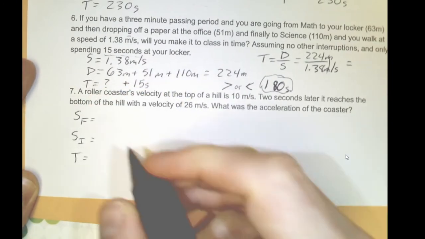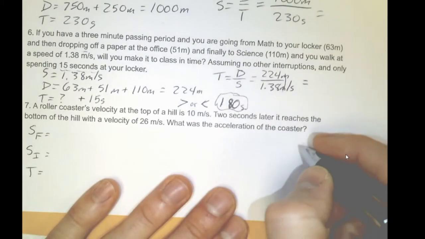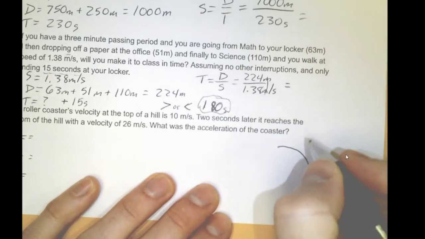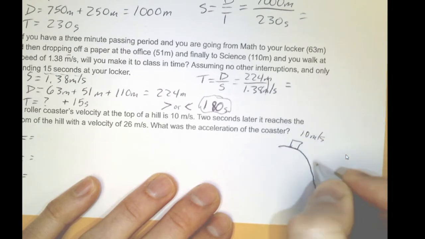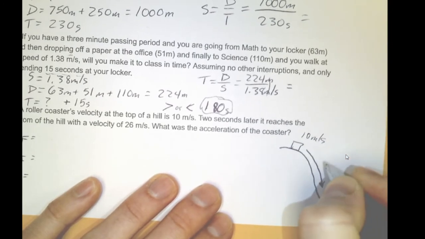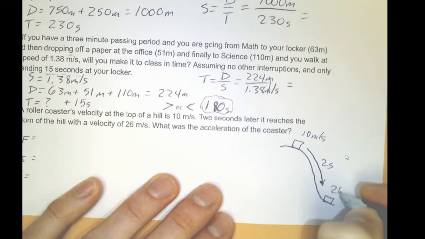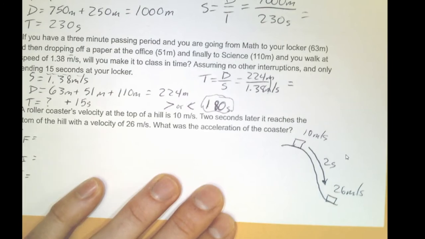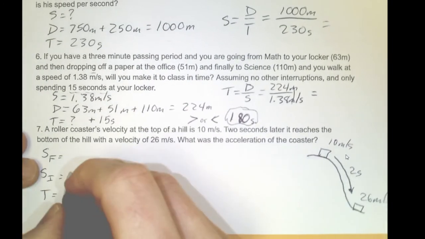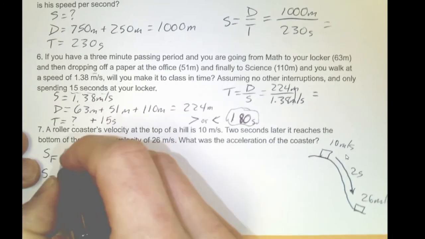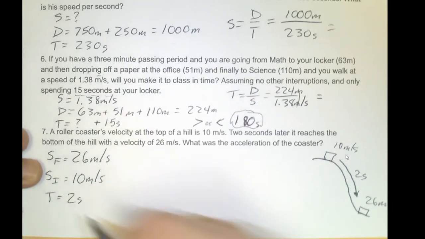Since we're finding acceleration, you know what I like to do is I like to draw a little picture sometimes. So here's our roller coaster. There's the car, it's going 10 meters per second. It goes down the hill, and that takes 2 seconds. And then it's down here, and it's going 26 meters per second. Sometimes it's just helpful for me to put it all in place, because then I know 10 meters per second is my initial speed, 26 meters per second is my final speed, and time is 2 seconds. All right.